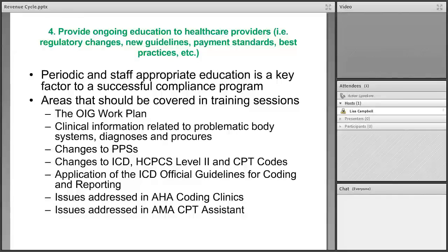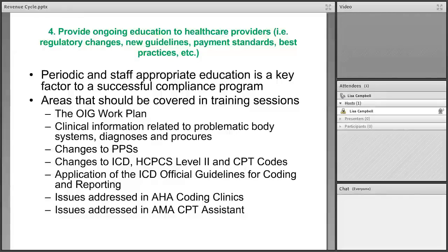And so if we stay abreast of those changes, we can begin to educate our providers on things that they're going to need to change from a documentation perspective, kind of getting them ready for those changes before they actually happen. So there are some examples of things that we can cover in training sessions, and I'll just cover a few. If there is a change to any of the official coding references, such as the AMA CPT Assistant or the AHA Coding Clinic, we want to obviously, as a department, review those articles on a quarterly basis.